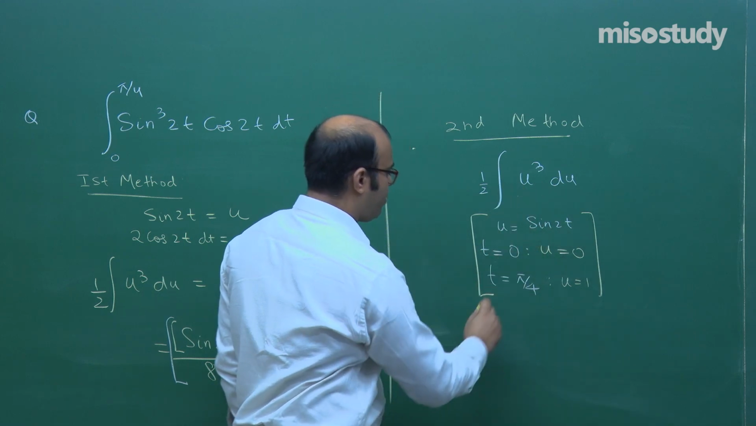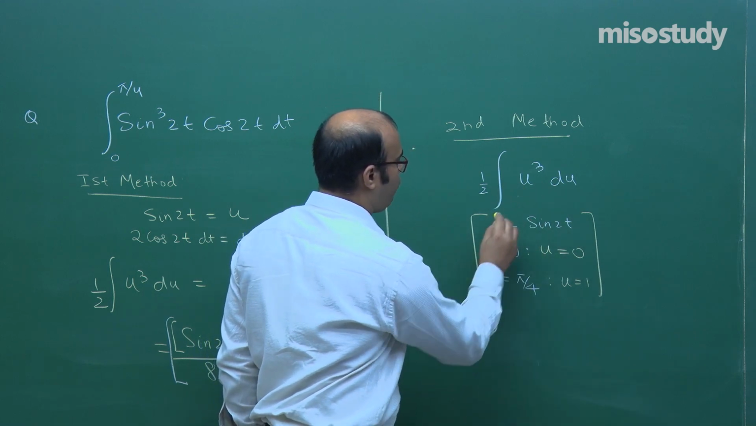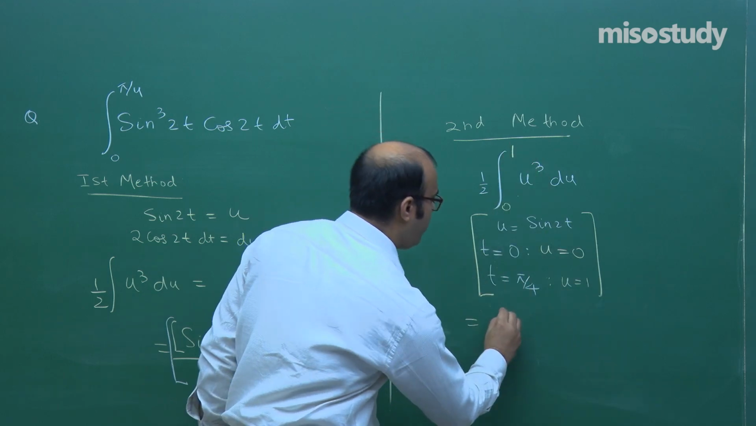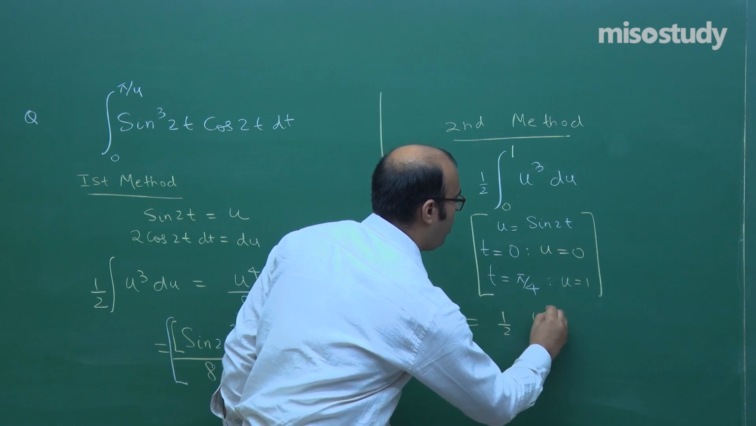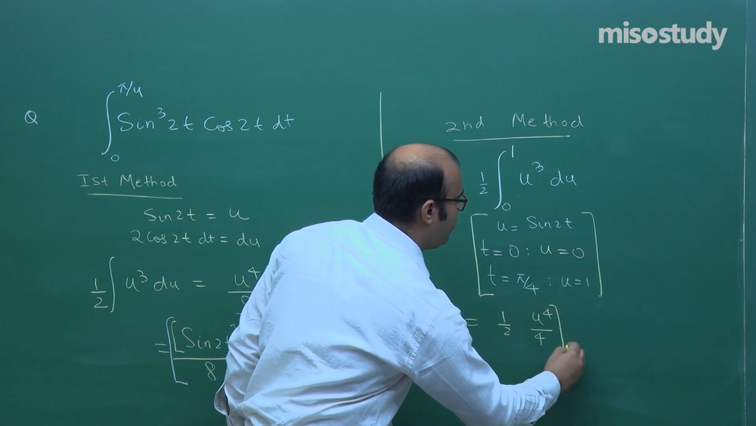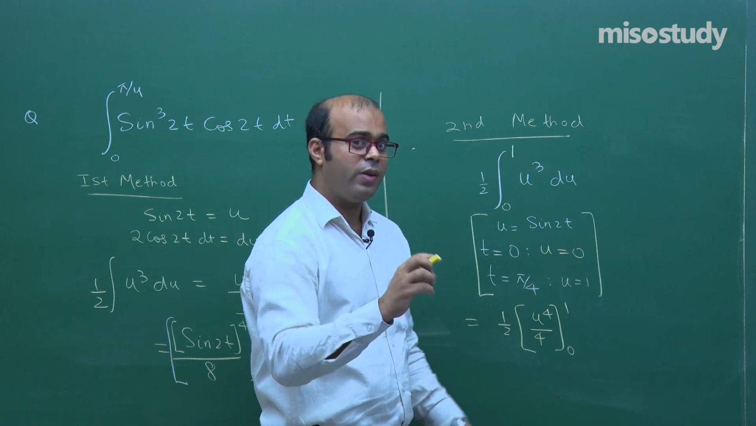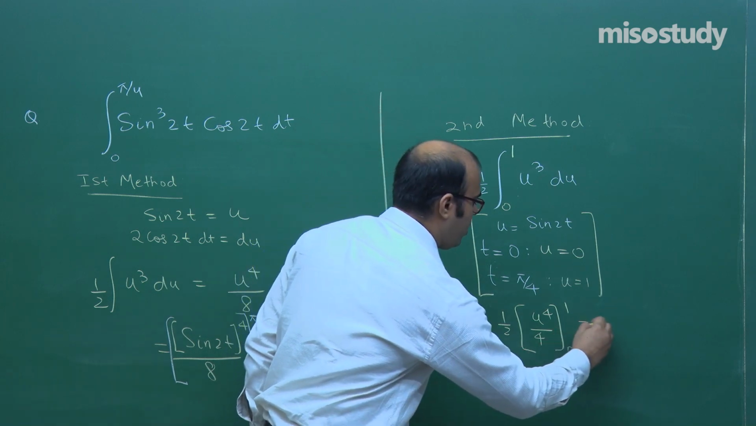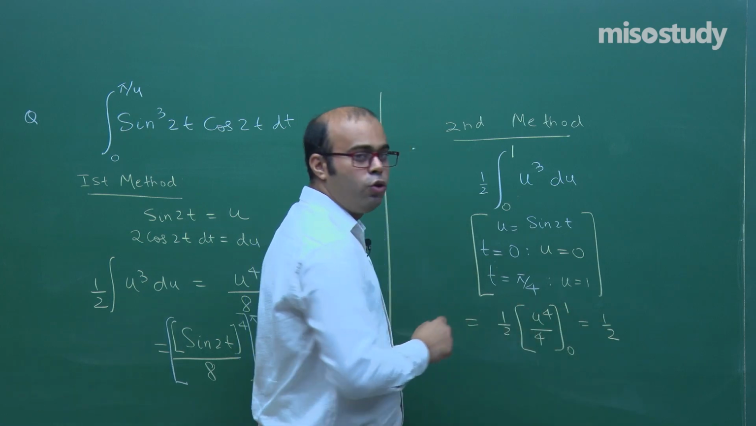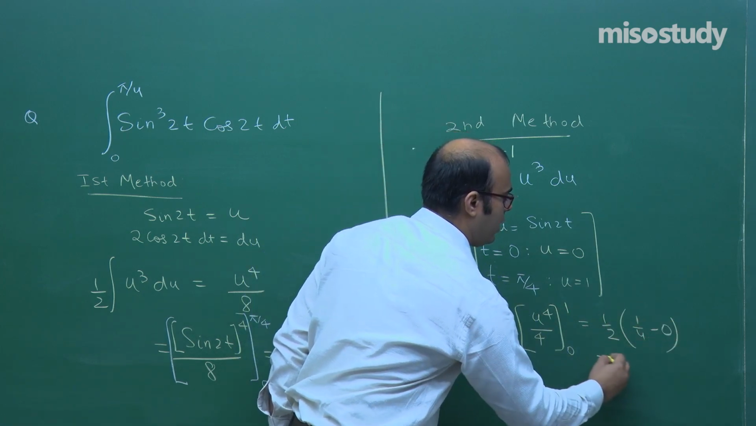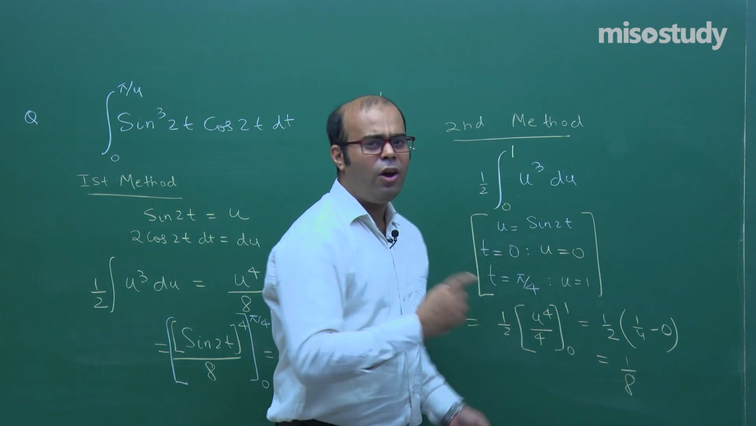So here we have substituted, this is the integral from 0 to 1 now, instead of 0 to pi by 4. This will become 1 by 2 u to the power 4 by 4, and this will be 0 to 1. Now we don't have to back substitute u as sine 2t because we have changed the limit. So this will become 1 by 2, put the value of u as 1, so it will be 1 by 4 minus 0, that will be 1 by 8. This will be your answer.